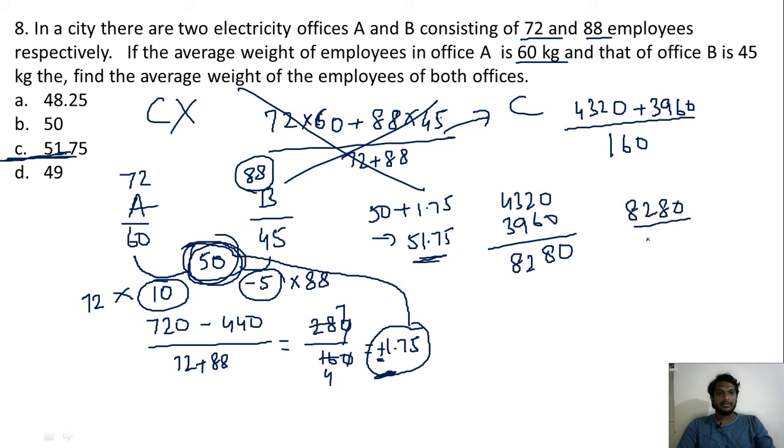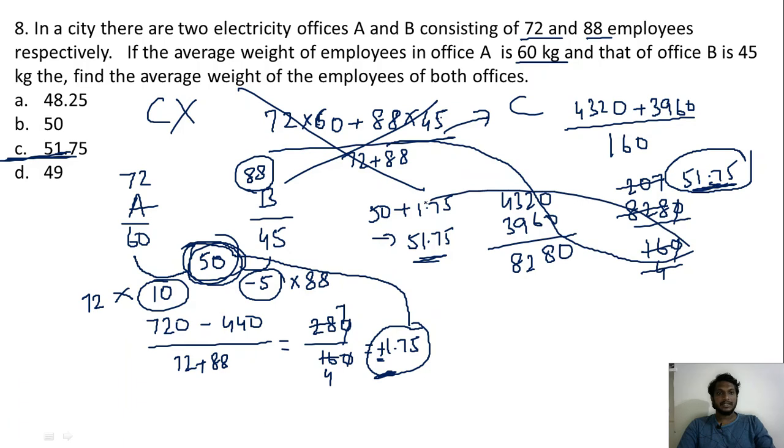Now 8280 divided by 160. 4 into 4 is 16. 4 into 207 is 828. Now 4 into 5, 51.75. You have got the same answer. This method is very lengthy, so you have to use only the shorter method in your examination to calculate it fast. Moving to the next question.